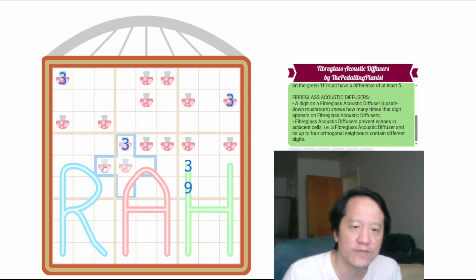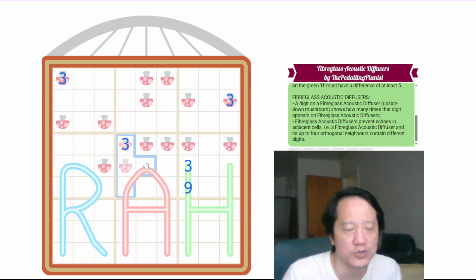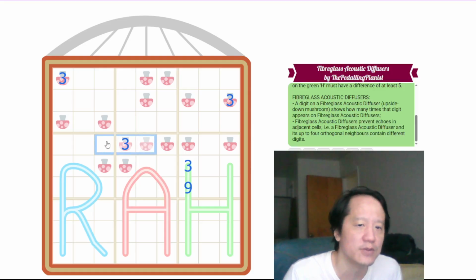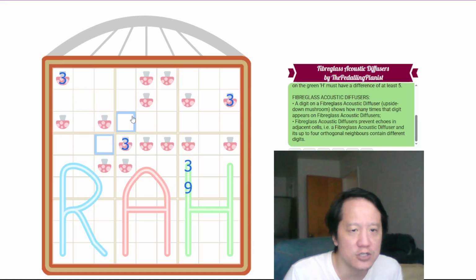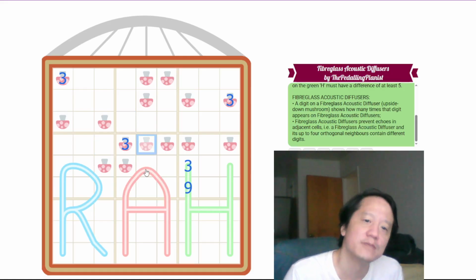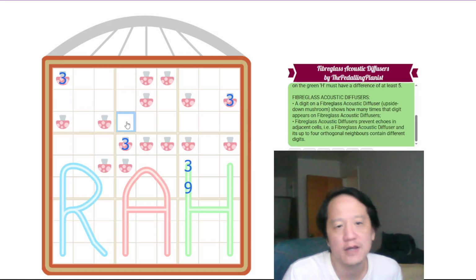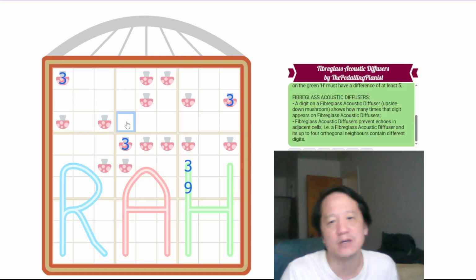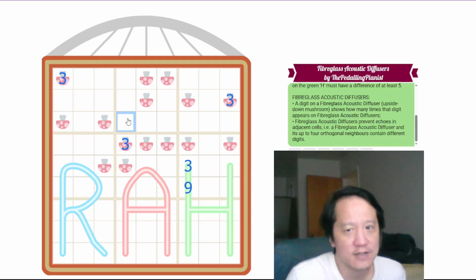Same with these 5. Obviously, there's normal Sudoku rules, but for example, here, normal Sudoku rules prevent these from being the same, these from being the same, and these from being the same. But in addition, this digit cannot be the same as that one and cannot be the same as that one. Same with this. This digit cannot be the same as that one also and cannot be the same as that one because of the FADs, the Fibreglass Acoustic Diffusers.